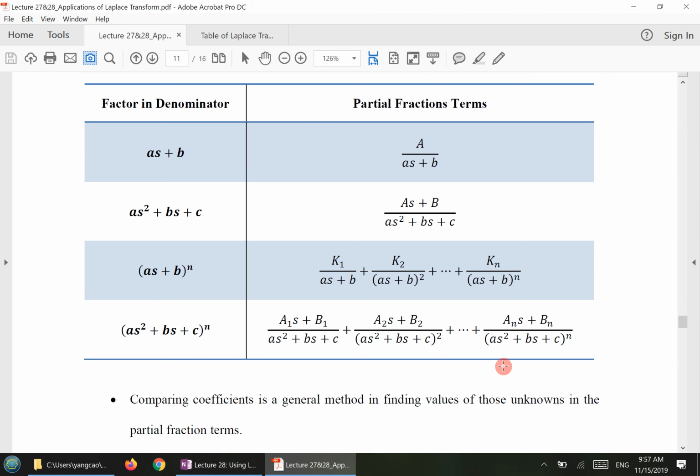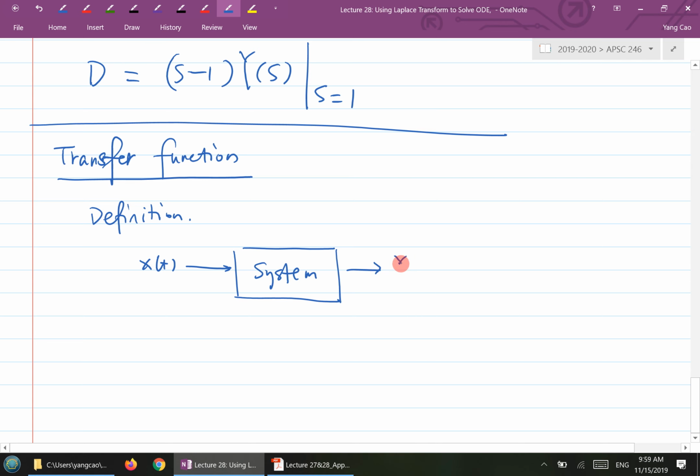Transfer function. We're actually going to loop back to the impulse response. So first of all, definition. Given a system like this, with input x of t and output y of t.